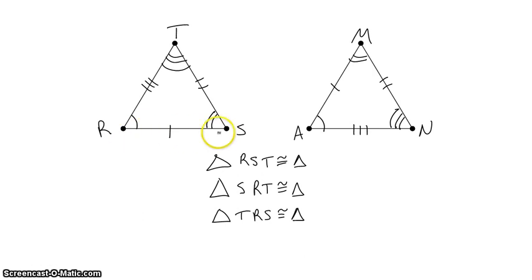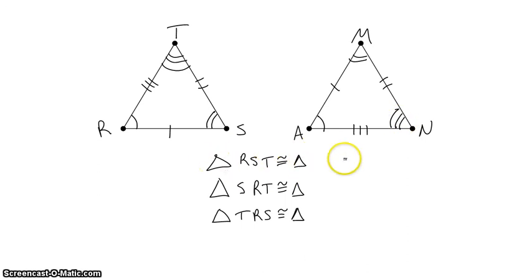If we look at the side lengths, the segments, RS is between the angle with 1 arc and 2 arcs. So if we find the side between 1 arc and 2 arcs, we have AM. So RS corresponds to AM. And ST between 2 arcs and 3 arcs corresponds to MN between 2 arcs and 3 arcs. And RT corresponds to AN, between 1 arc and 3 arcs.